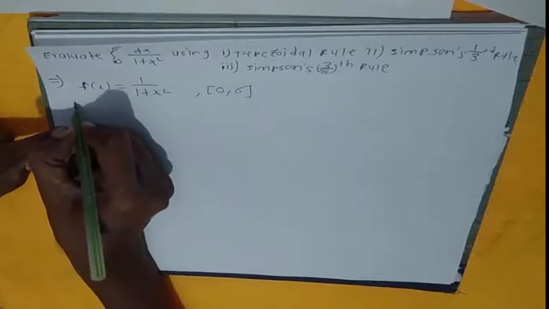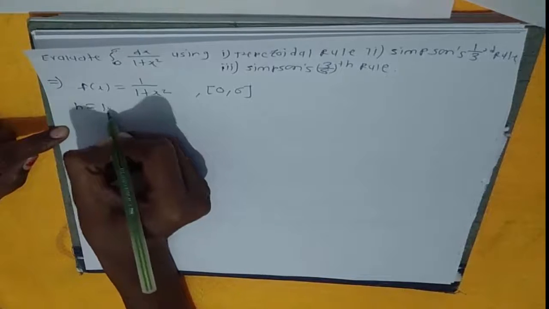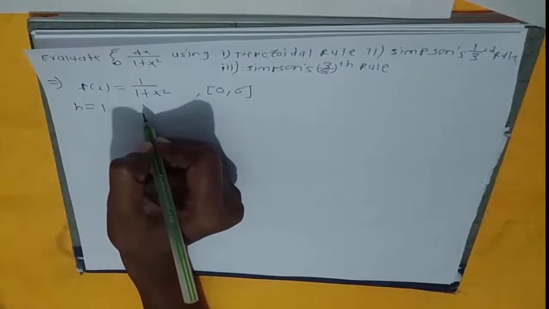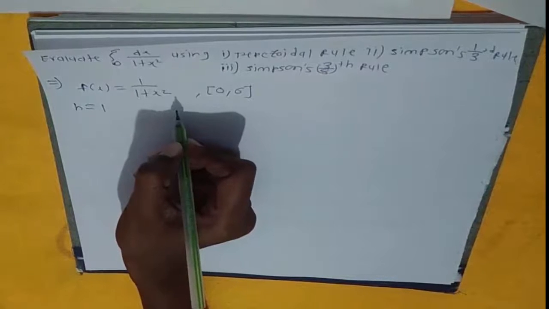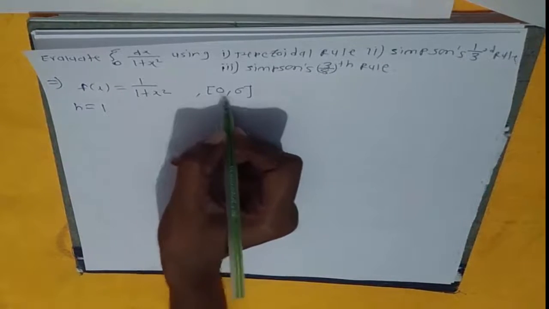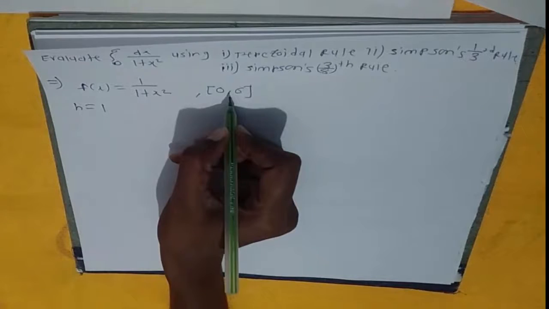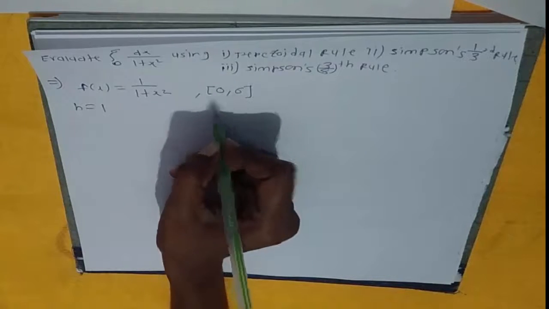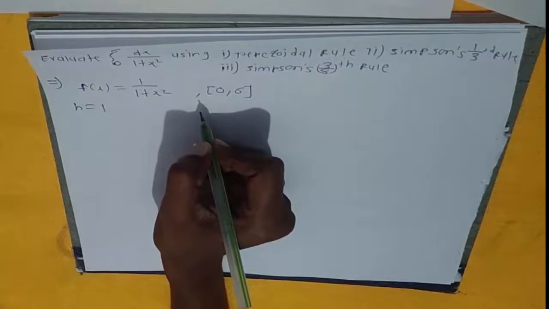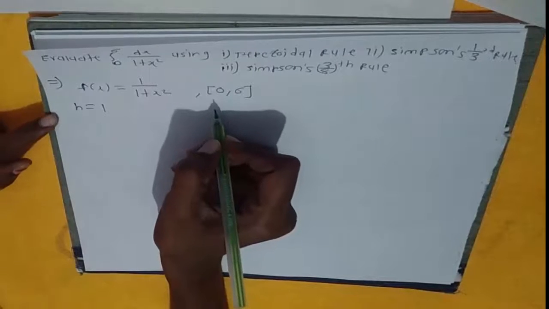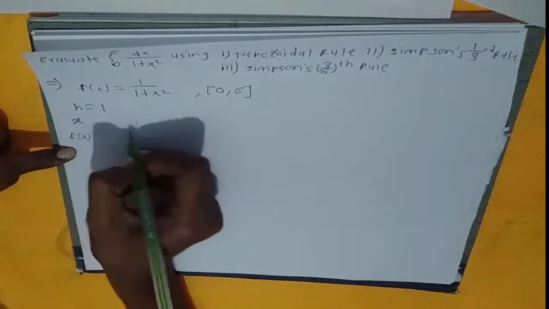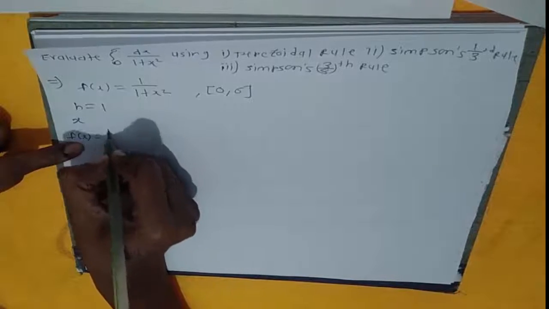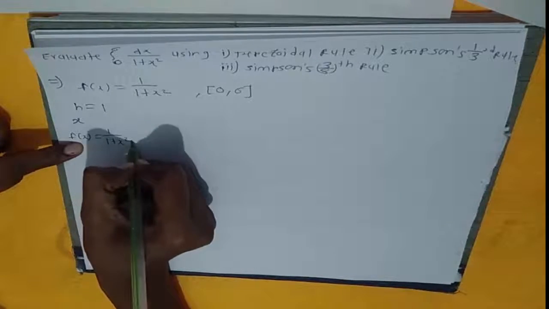Okay, so if we take here h is equal to 1, then we get 7 values of x, that is we can divide this interval into equal sub-intervals with the difference h equal to 1. Okay, so from that we get the set of data points x and f of x, where f of x is equal to 1 divided by 1 plus x square.